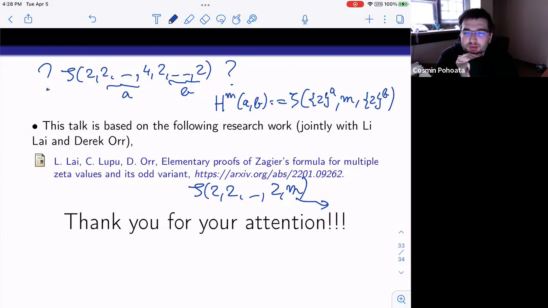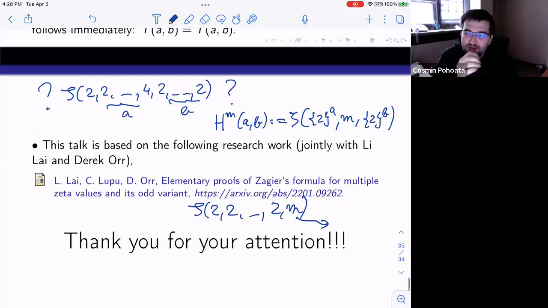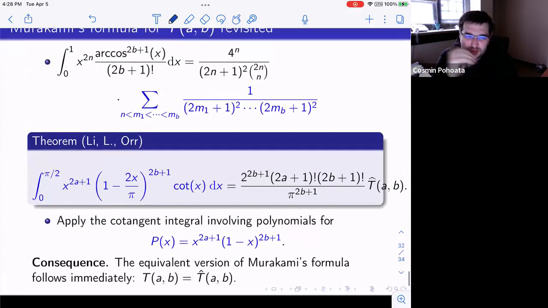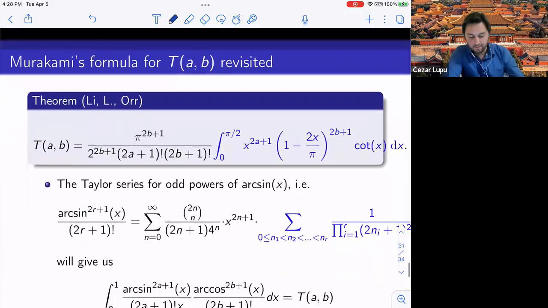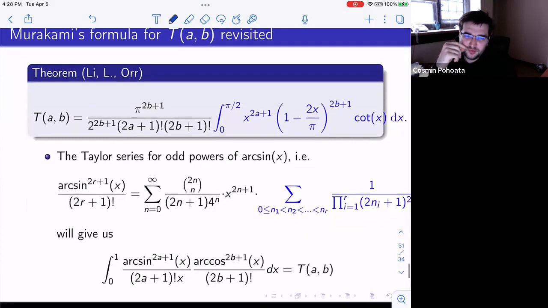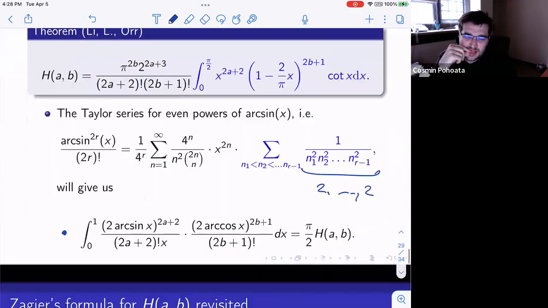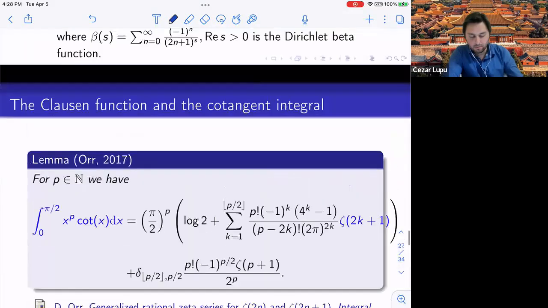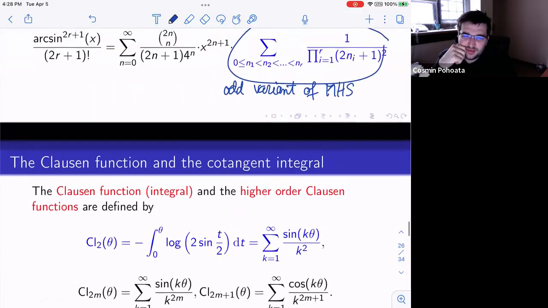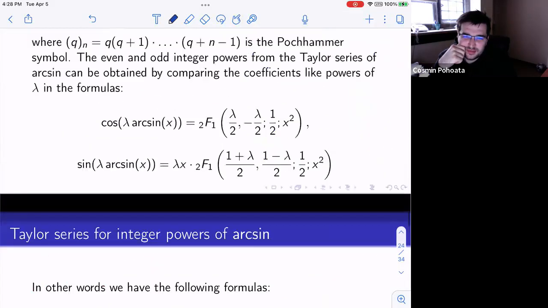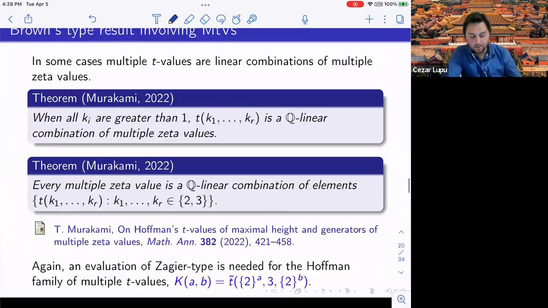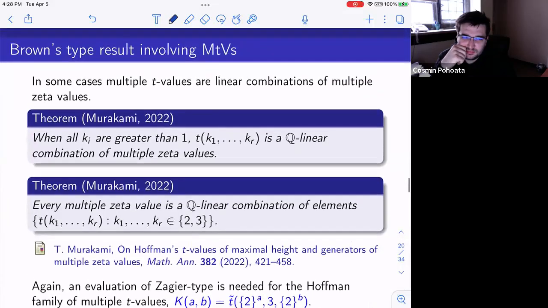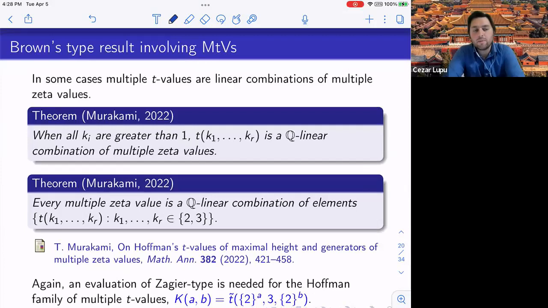And about Murakami, sorry, the first step in the proof, so before his formula. This one. The step where he proves that the t values, no, even before. In his proof, yeah. The t values can be written as a combination of the multiple zeta values. Was that the first step? Yes. And then he uses Brown? Yes, he mimics exactly Brown.